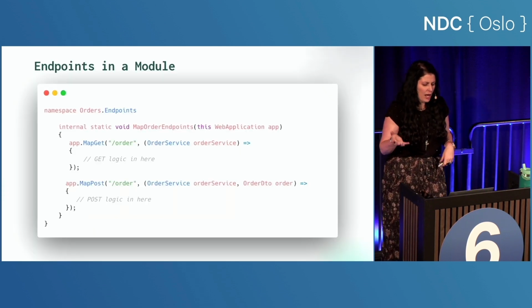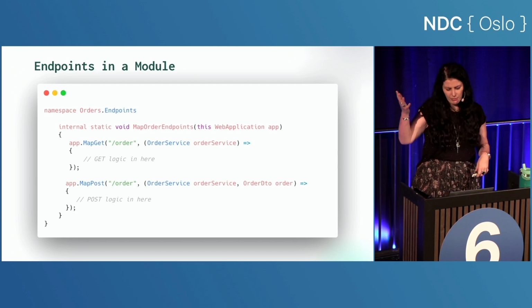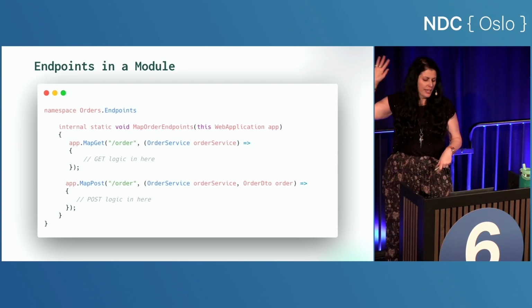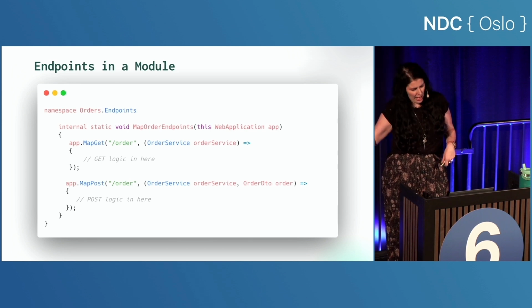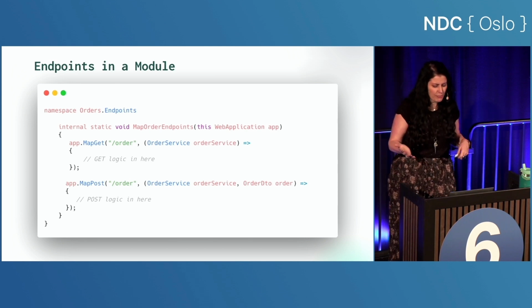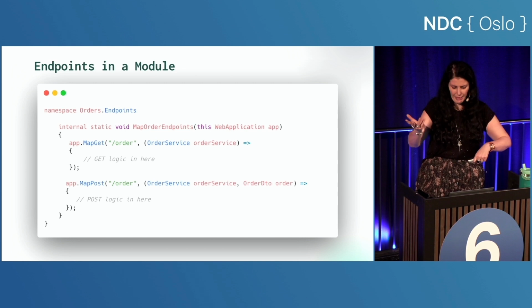Now, in our module, we'll have something that maybe looks like this. So this is minimal APIs, and we've got some extension methods for web application, for example.